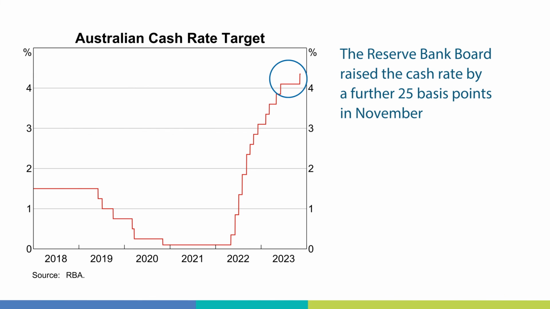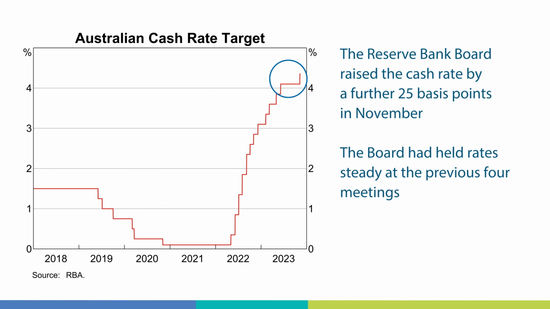The Reserve Bank Board raised the cash rate by a further 25 basis points in November, after holding rates steady at the previous 4 meetings. The board judged that an increase in interest rates in November was warranted to be more assured that inflation will return to target in a reasonable timeframe. High inflation makes life difficult for everyone and damages the functioning of the economy. The board's priority is to return inflation to target. Whether further tightening of monetary policy is required to ensure that inflation returns to target in a reasonable timeframe will depend on the data and the evolving assessment of risks.